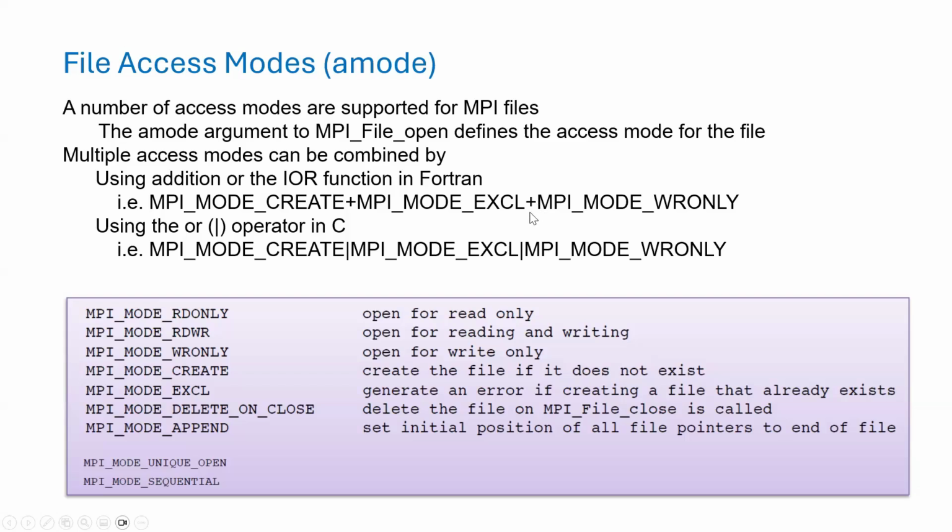Or you can create a file for write only. In C's syntax you basically use OR to do the combinations. So create a file; if the file exists, you throw the error, and then you do the file write. So what I have is, as I mentioned briefly, read only or read write or write only or create, or this is a simple file exist. Or you can do a delete on close, so you delete the file when the file closes, or you can append, or those types of things.